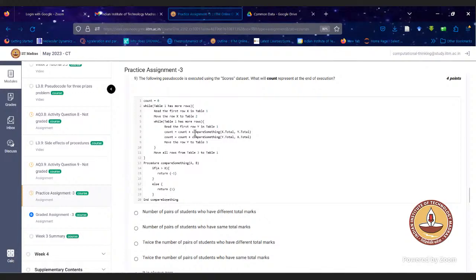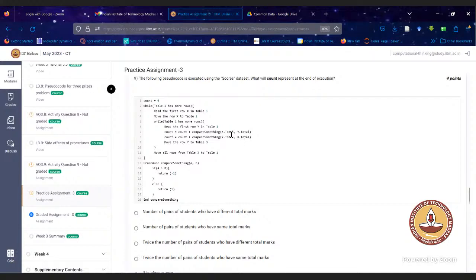So essentially, every time you have the total marks higher than the next row, the count is decreasing, and when the total is higher in the newer row, the y row, then it is increasing. That is what it is. Y dot total and x dot total.